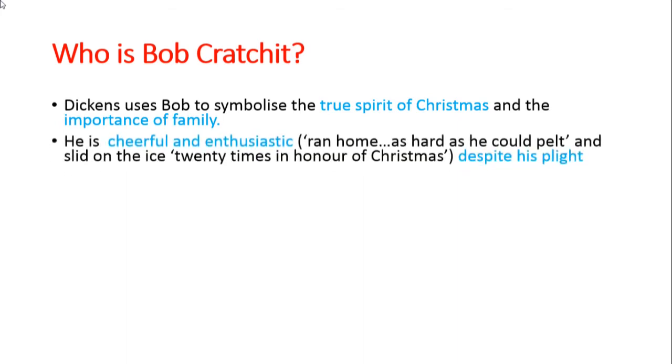He is cheerful and enthusiastic, and there's a wonderful quote in Stave 1 when he is finally given the all clear by Scrooge to go home for Christmas, and Dickens pens that he ran home as hard as he could pelt and slid on the ice twenty times in honour of Christmas. So he is cheerful and enthusiastic despite his plight. He has the characteristics that you would associate with a child, that spirit, that creative imagination, that playfulness, that Scrooge has all but forgot.